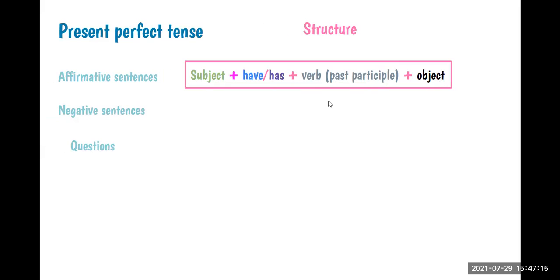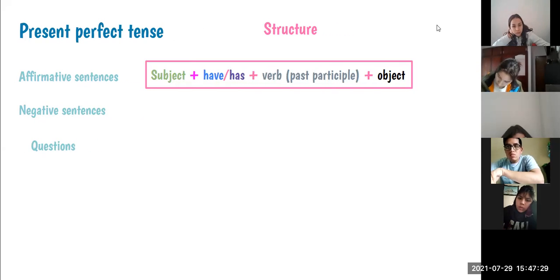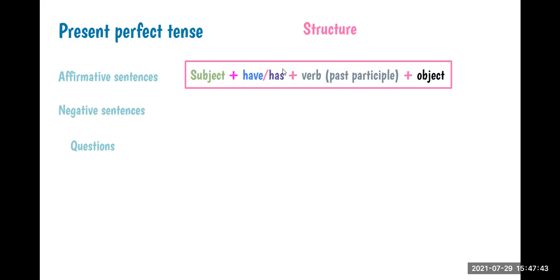What about the negative sentences? How can we change this to the negative form? How can we form the negative sentence in the present perfect? What do you think? Haven't or hasn't. Yes, the only thing we need to do is to change the auxiliary verb to the negative form. We can say have not or has not, or we can contract this and say hasn't or haven't, right?